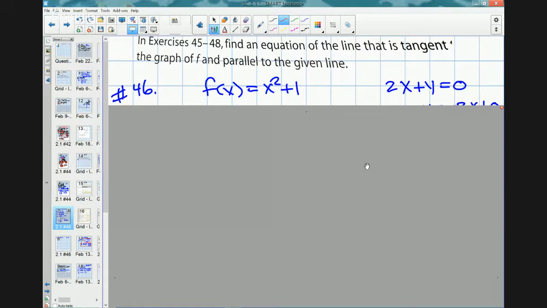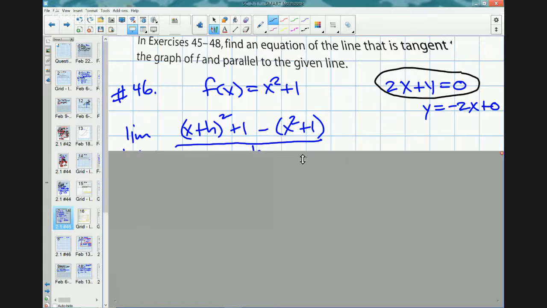Now if you look at number 46, there is one other little twist in the directions. It doesn't say find an equation at a point. It says find the equation of the tangent line of function f and parallel to this line over here. Parallel to that. So instead of giving me a point, they said it's got to be parallel to this one. All right.